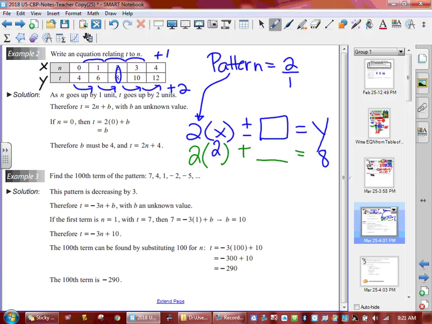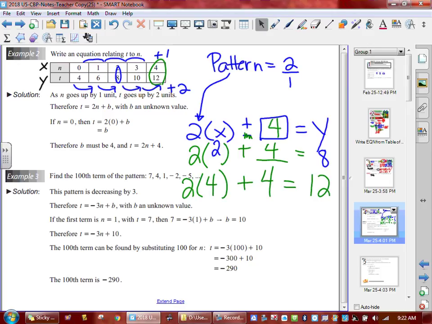Well, what's 2 times 2? 4. How do I get from 4 to 8 on the number line? Add 4. Good. So we know it's not a subtract. We know it's an adding 4. So now we're going to check a test point, one more, to make sure it works. I'm just going to check the one on the end, 4 and 12. So 2 times 4 plus 4. Do I get 12? Well, let's see. What's 2 times 4? 8. Does 8 plus 4 give me 12? Yes, 8 plus 4 gives me 12.